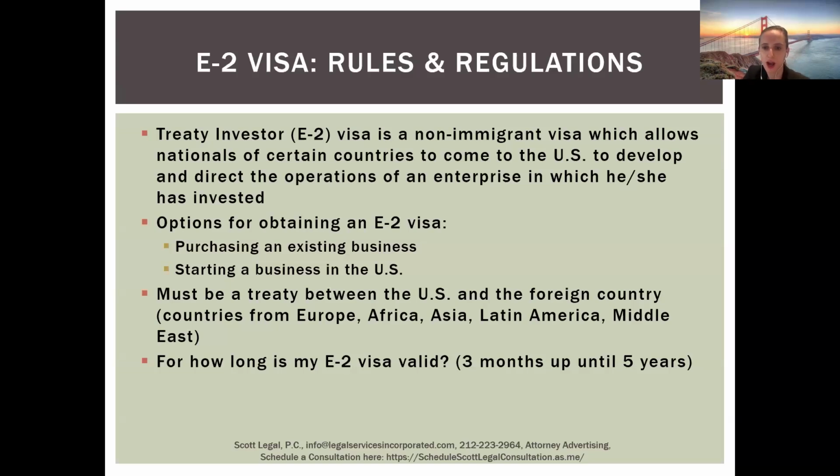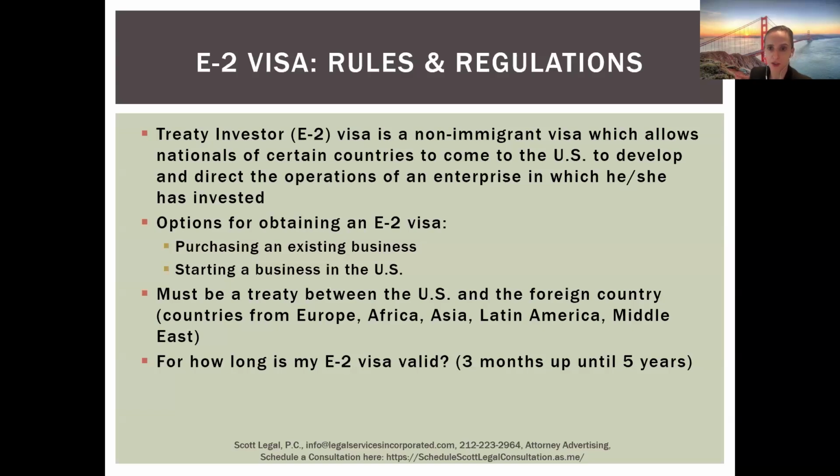So for how long can you get the E-2 visa? This will depend on your country of nationality. Nationals of some countries can get the E-2 visa for up to 5 years, and many countries have the 5-year mark. For example, if you are a national of Canada or UK, you could get the E-2 visa for 5 years.